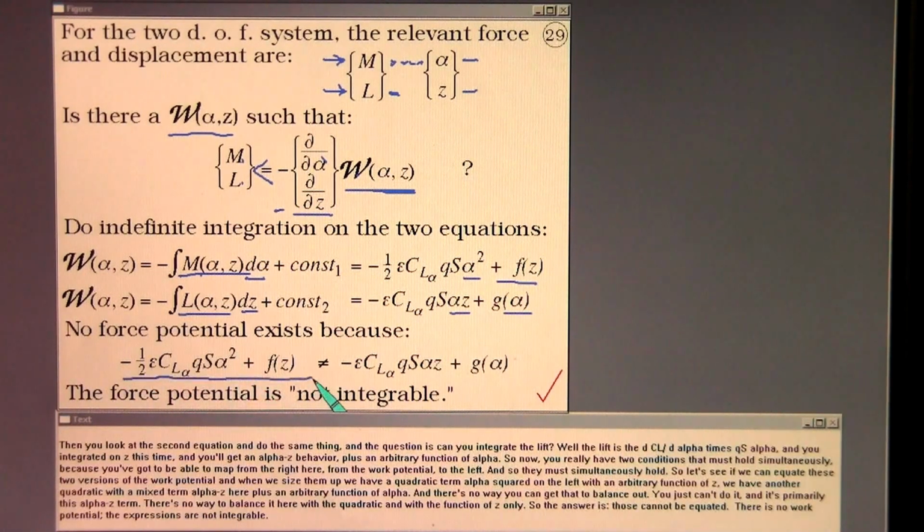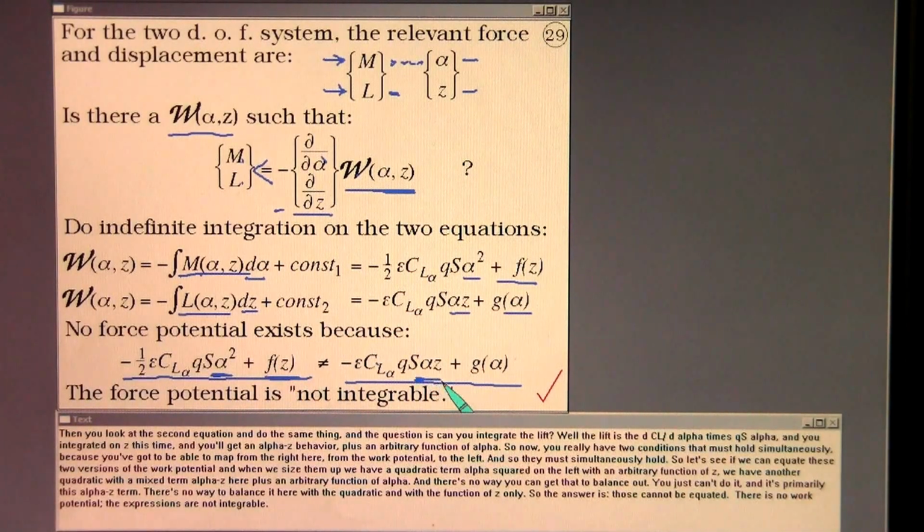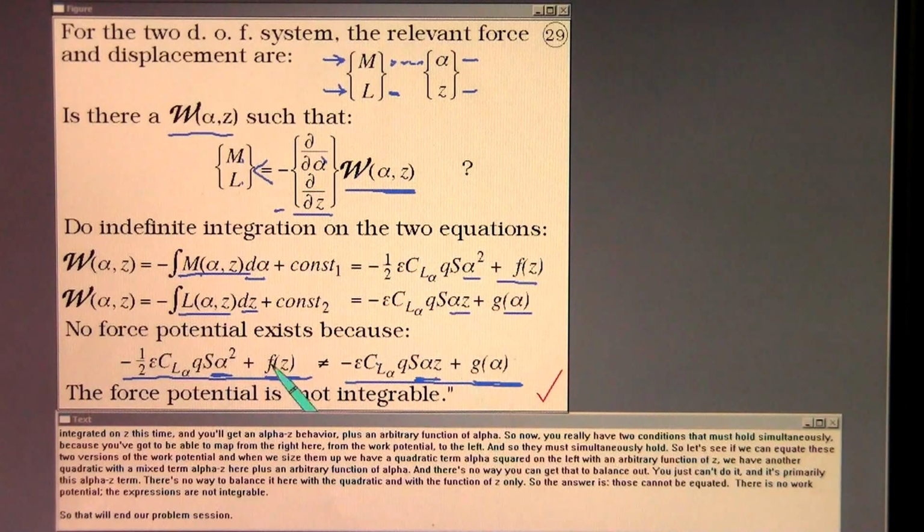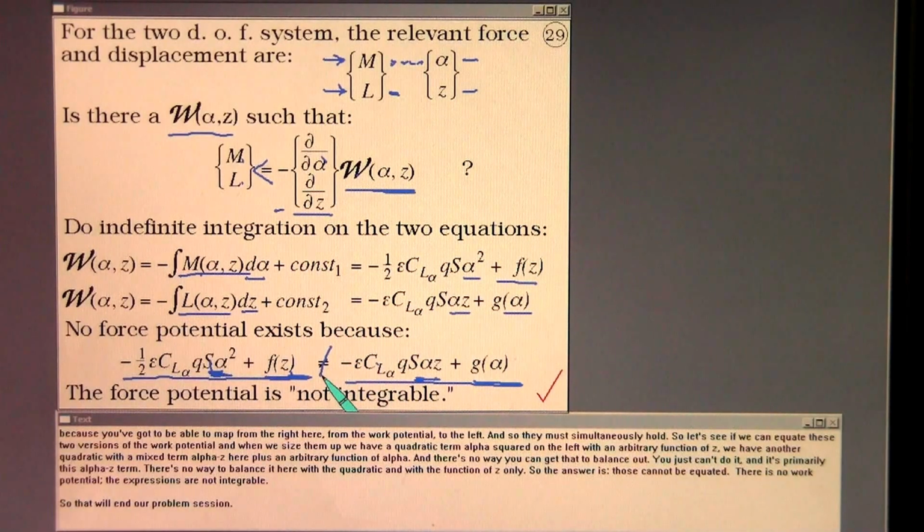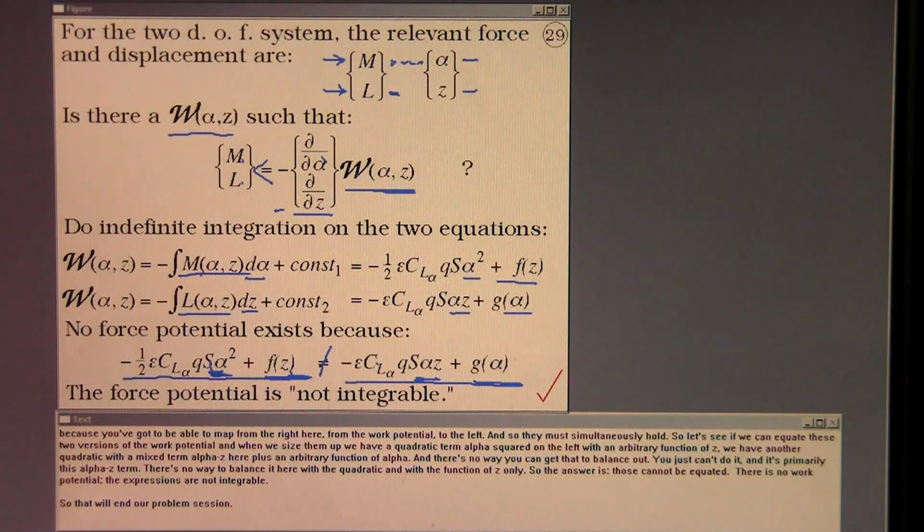So let's see if we can equate these two versions of the work potential, and when we size them up, we have a quadratic term alpha squared on the left with an arbitrary function of z. We have another quadratic but a mixed term alpha z here, plus an arbitrary function of alpha, and there's no way you can get that to balance out. You just can't do it, and it's primarily this alpha z term. There's no way to balance it here with a quadratic and with a function of z only. So the answer is those cannot be equated. There is no work potential. The expressions are not integrable. So that will end our problem session.